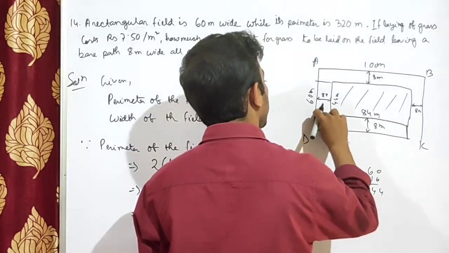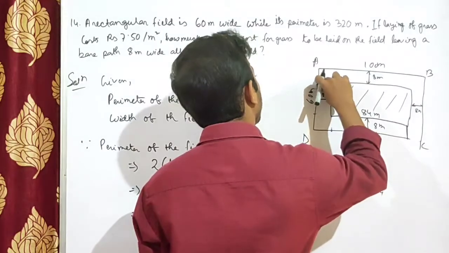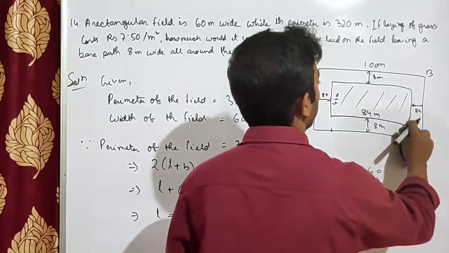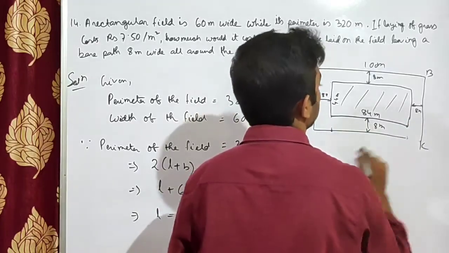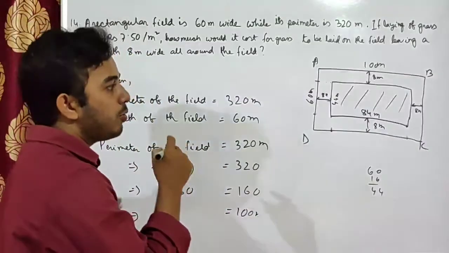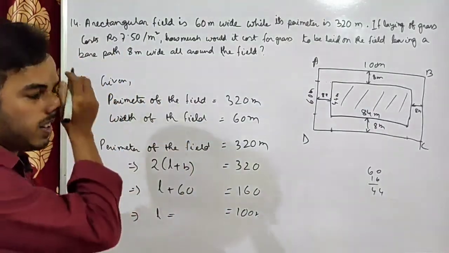Okay, so we can easily find out the area of the field, that is, the area of the plot where we want to put grass. And then we can easily find its cost. I hope you have understood how to find the length and the breadth of that inner one.